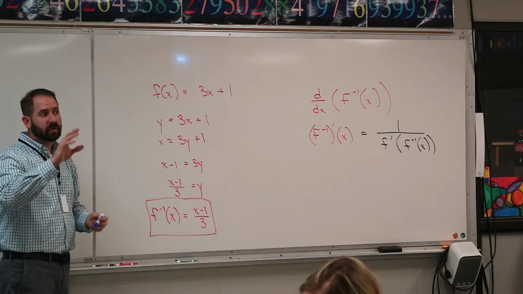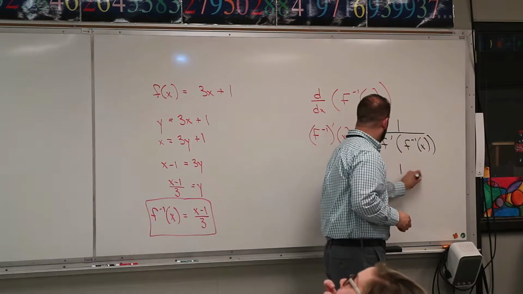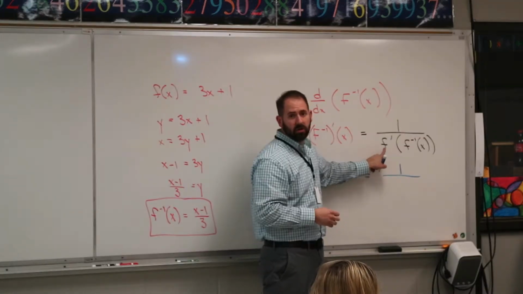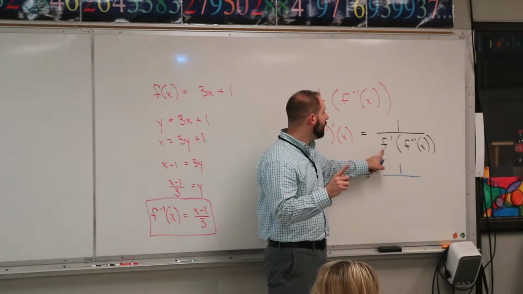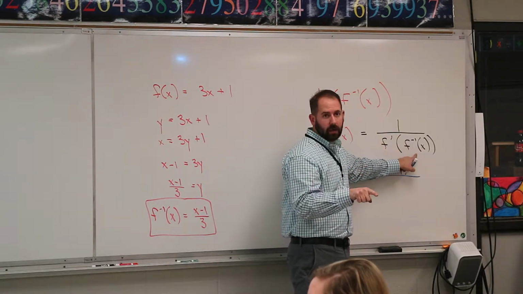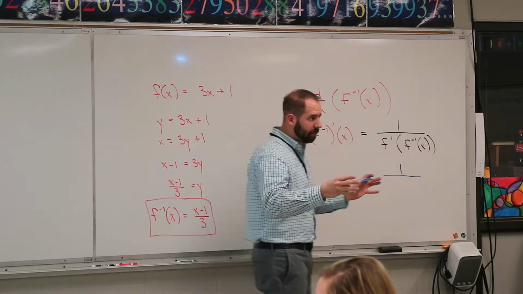So let's do the first derivative. What the formula says to do is this: it's going to be 1 over, and we're going to have to find the derivative of the original function. And if there's any x's left, you plug the inverse into it, the inverse that you found. That's the shortcut for a really complicated problem.